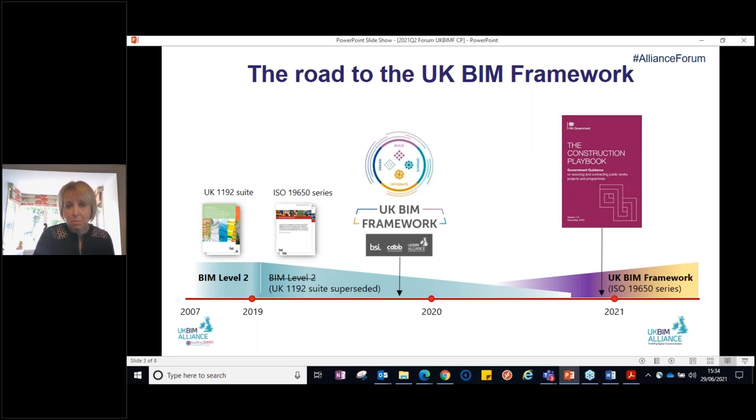And those standards form the basis of the UK BIM framework alongside some remaining standards from 1192 and 536 as well, and I'll just come on to those in a moment. So since 2018, we've been working on developing guidance and resources to enable industry to implement the recommendations and requirements in those standards. And then in December 2020, we had the launch of the construction playbook. If you're familiar with it, you'll have read that it recommends the adoption of the UK BIM framework, which is a really strong message of support for what we're trying to achieve.